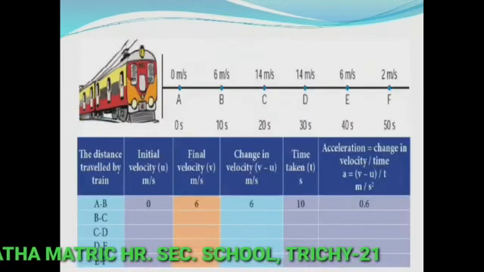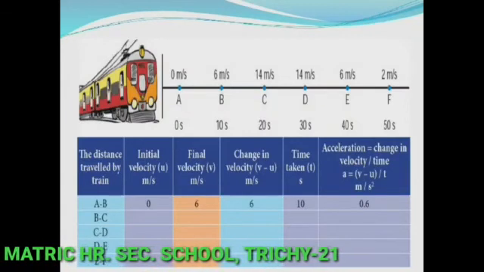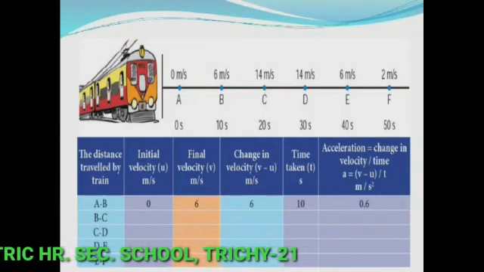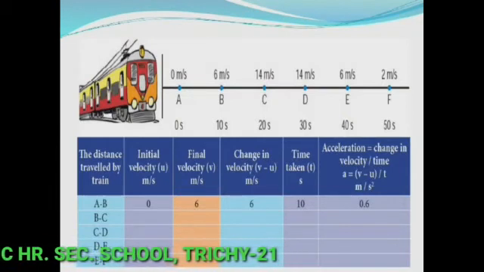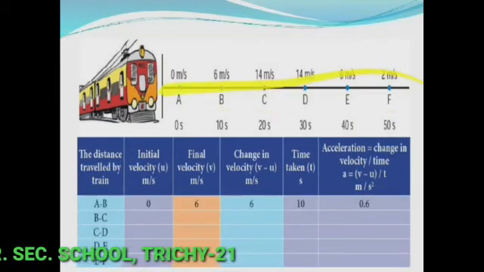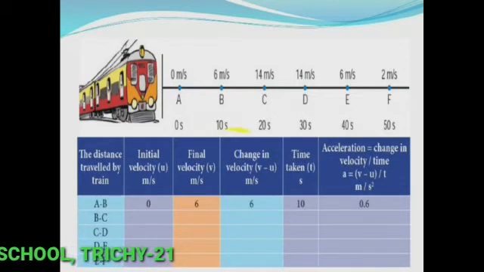Another example: the velocity at different times of a train departing is given in the figure. So see the picture: A, B, C, D, E, F. These are the places where the train departs. So the time taken for these departing places, and the distance traveled by the train from A to B, B to C, C to D, is given here.